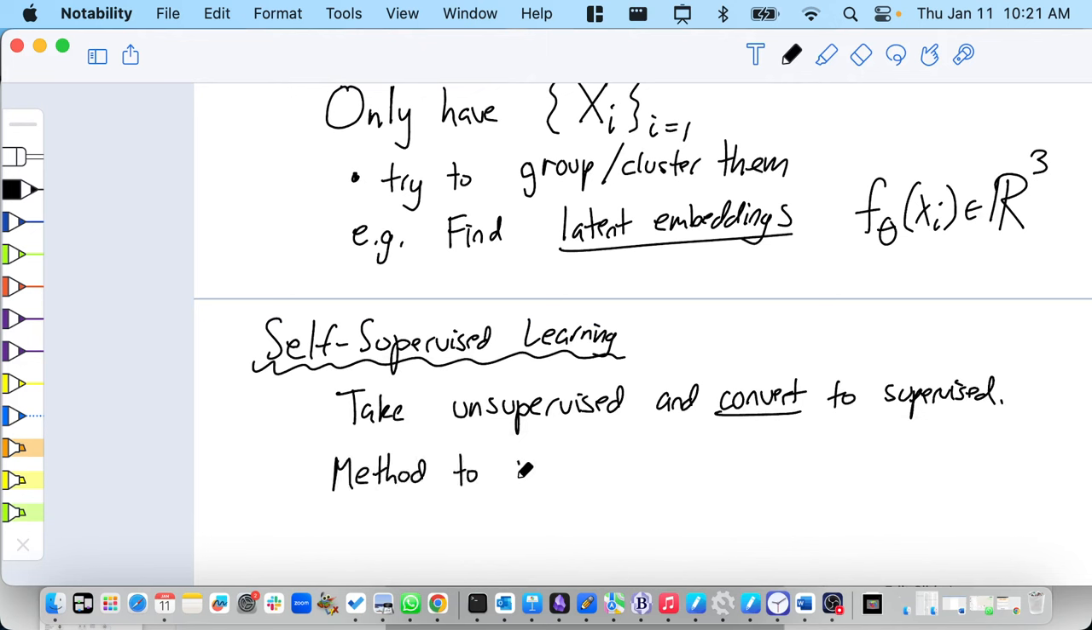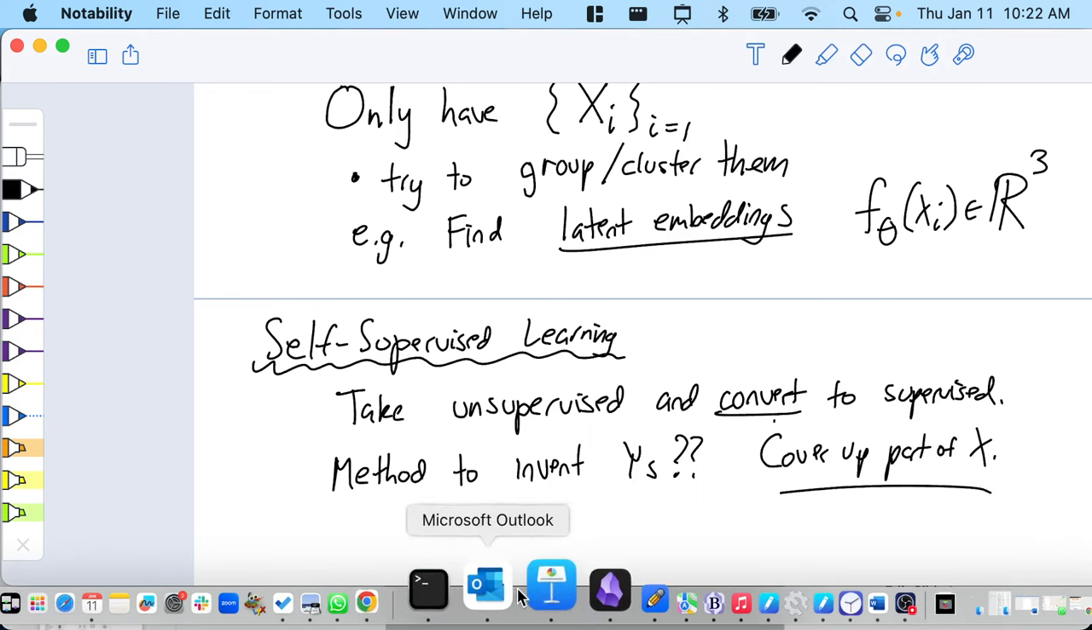And it sounds like a really dumb idea. You just cover up part of X. That's the whole idea. That's the whole method. And let me show you in a picture.